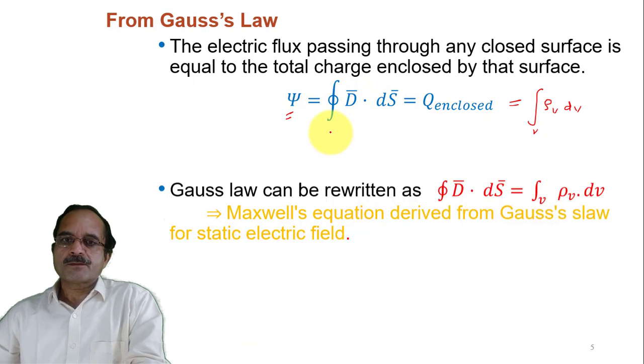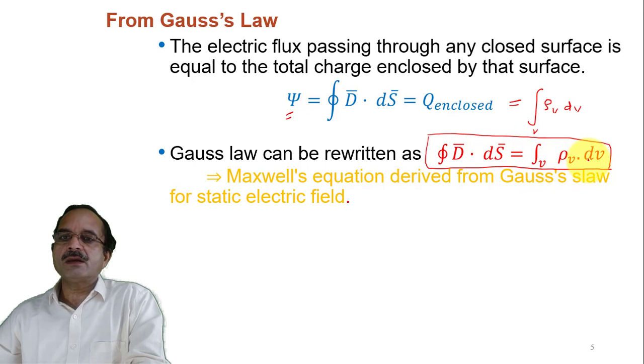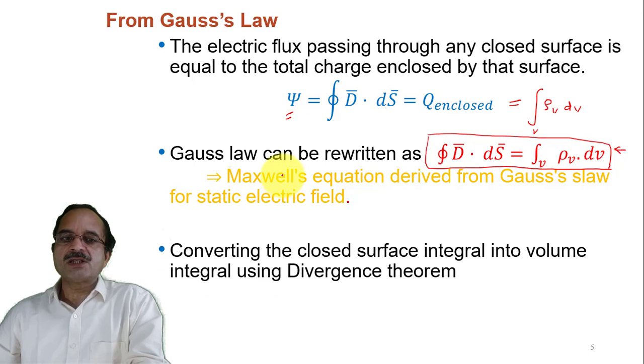So this becomes the next Maxwell equation, that is surface integral D dot dS is equal to volume integral rho v dv. The Maxwell's equation derived from Gauss law for static electric field. So this equation is in integral form. Now we can represent the same equation in point form or differential form.